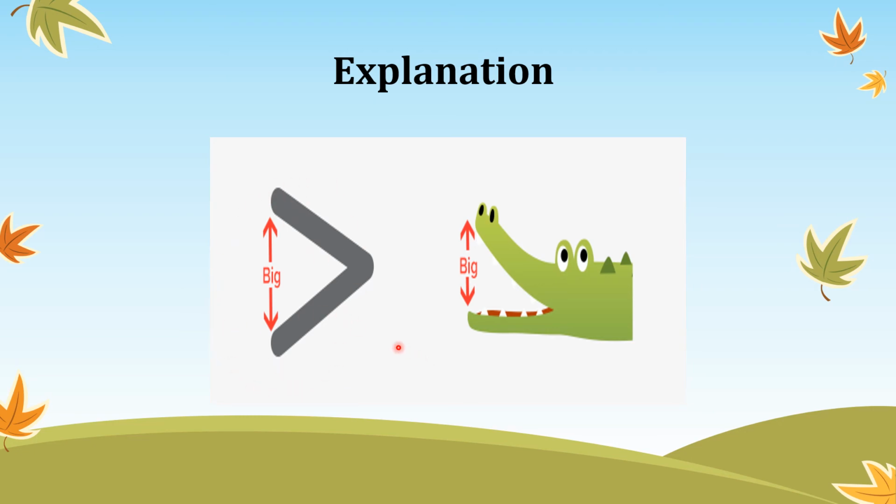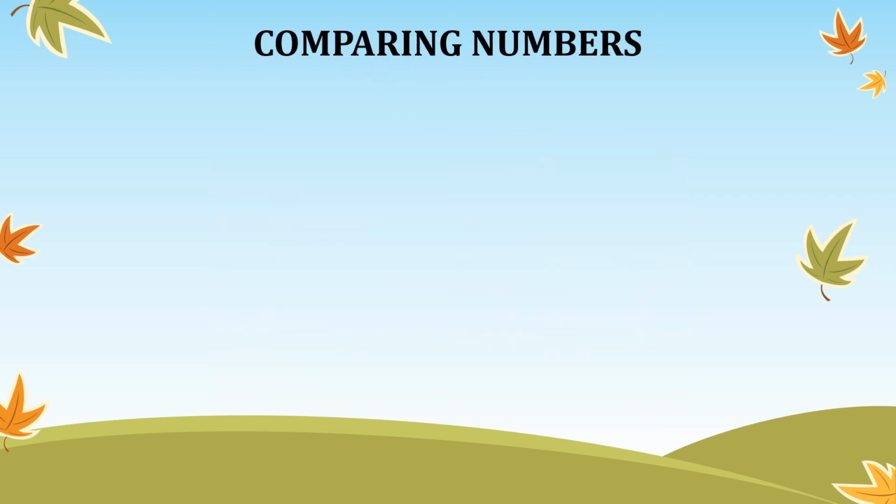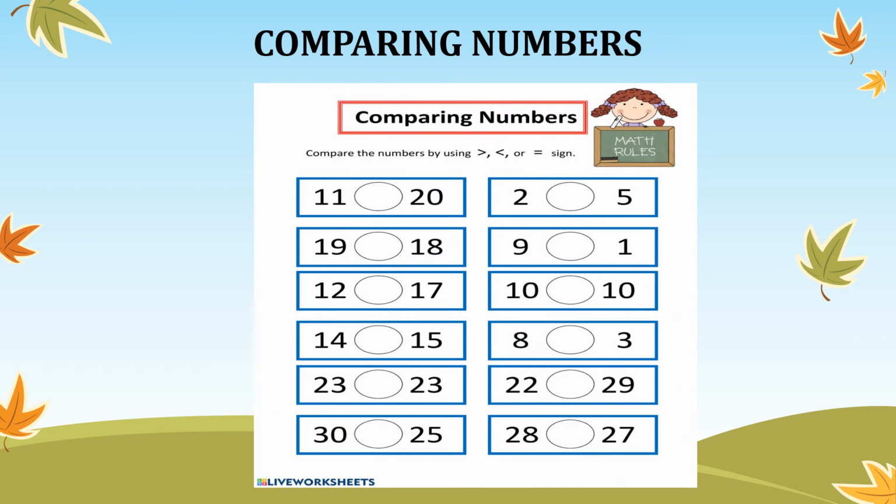So you can see the difference between the both. It is closed from the side which is smaller and it is open from the side which is bigger. You can see it is also written big. Means the number which is bigger, this open sign should face that bigger number. Bigger number की तरफ वो open वाला sign होना चाहिए. Right? Now let us have a look at our exercise now, which is comparing numbers.